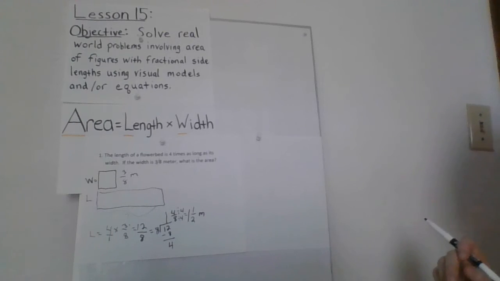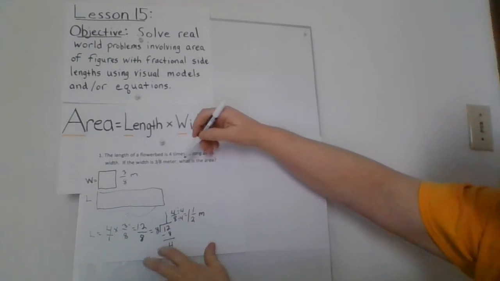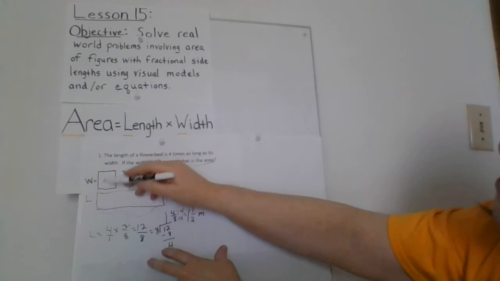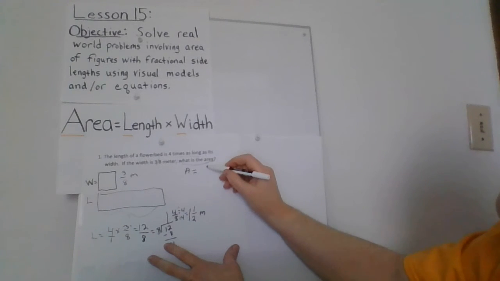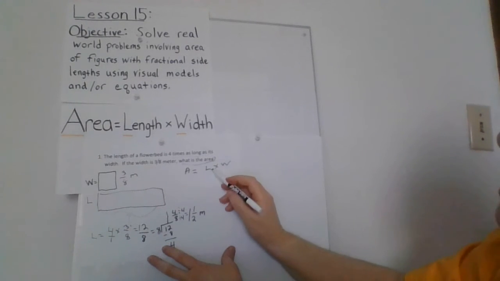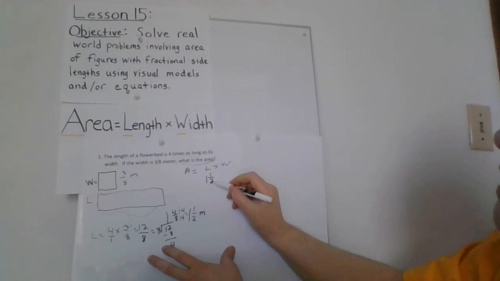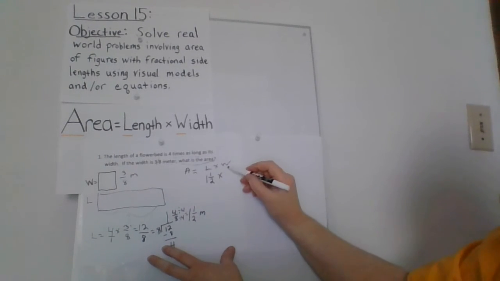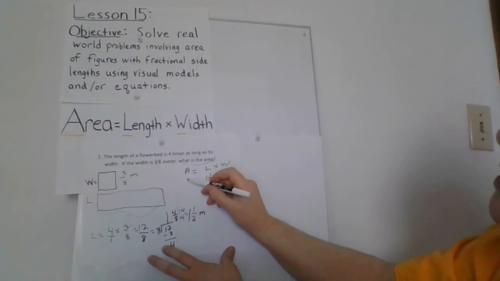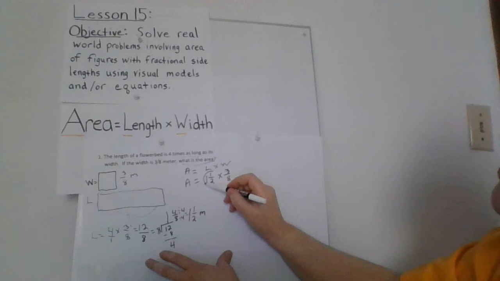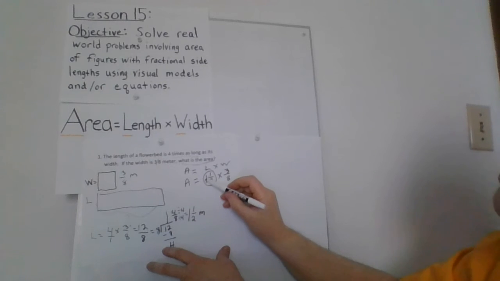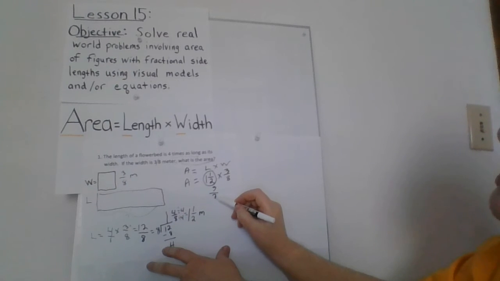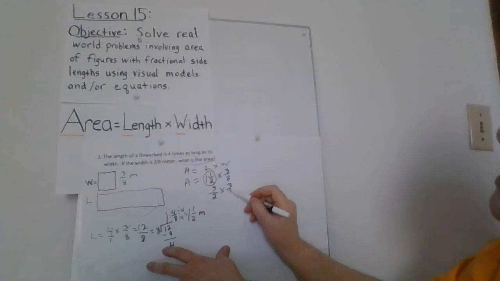So now I have to find the area. I don't know what the area is, but now that I have my two pieces, my length and my width, I can go ahead and find my area. My area is length times width. My length was 1 1/2, and my width was 3/8. I'm going to change this mixed number into a fraction. I do that by saying 2 times 1 is 2, and 2 plus 1 is 3. So I have 3/2 times 3/8.